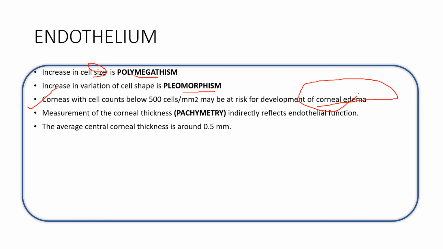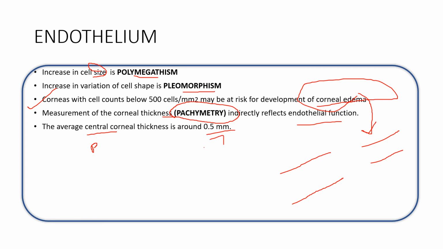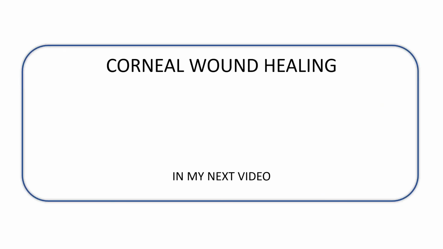Okay. Now if there is a corneal edema, now this is a normal cornea. Now if it is filled with water because of edema, it will be thick. So measurement of the corneal thickness, which is called pachymetry, is again an MCQ question. It indirectly reflects the endothelial function. Increase in thickness of the cornea reflects the failing endothelium. Okay. The average central corneal thickness is about 0.5 and the peripheral is about 0.7. Central is 0.5, peripheral is 0.7. This is also an important MCQ question.